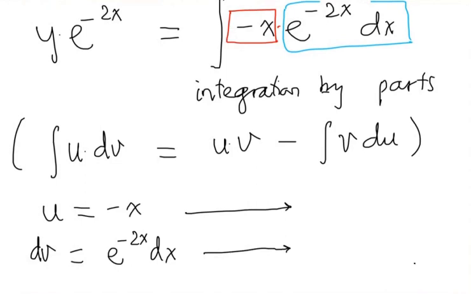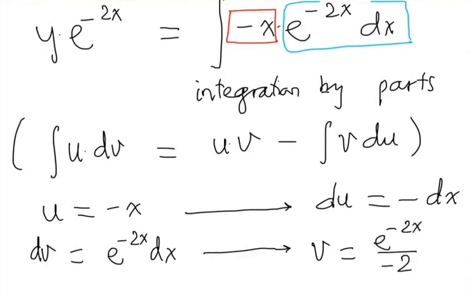It's very important that we compute du, which is the derivative of minus x, which is minus 1 dx. And you need to do it correctly, write it properly by having du, dx, etc. And v is the integral of this, which is e to the minus 2x divided by minus 2.